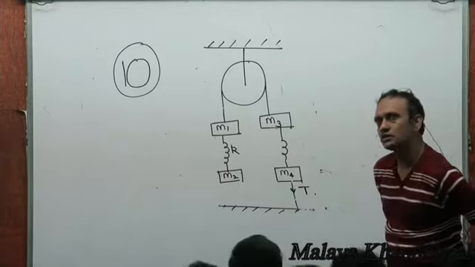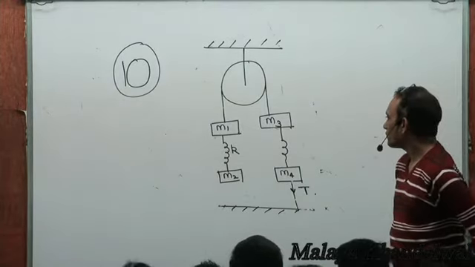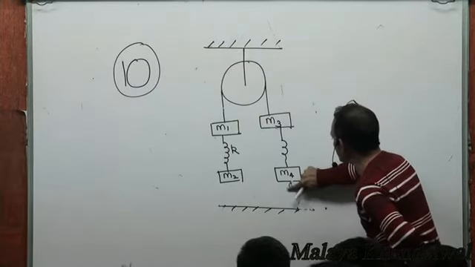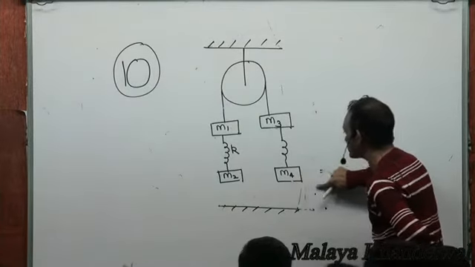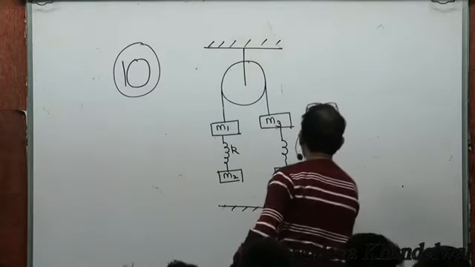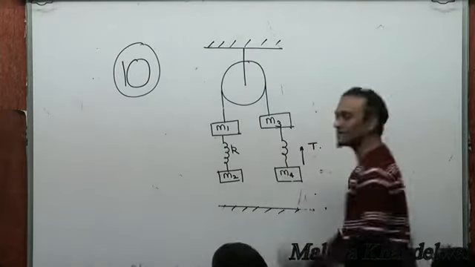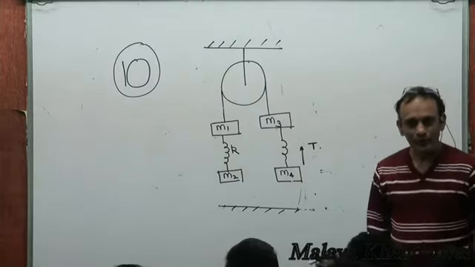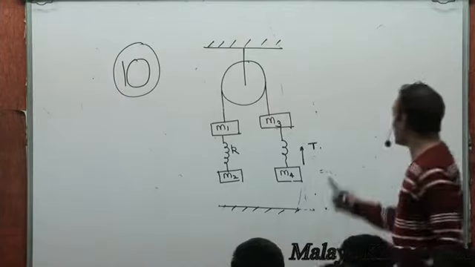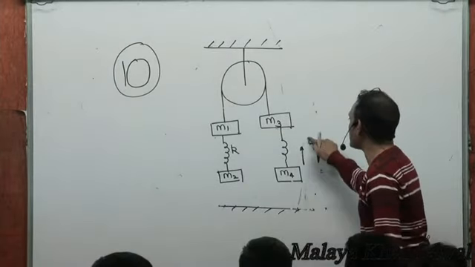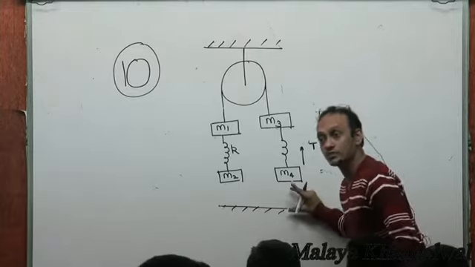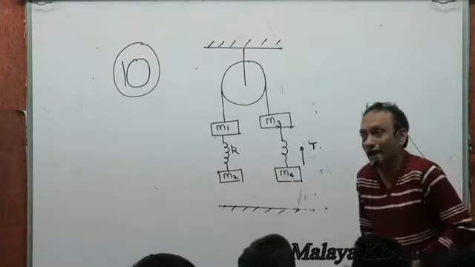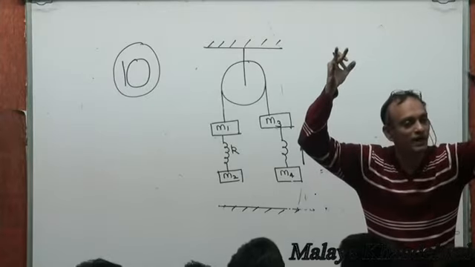Suddenly, if I snap this thread, then there is going to be T acting on M4 upwards. There is going to be unbalanced T acting on M4 upwards. Yes or no? Do you realize that? Because it was this T, the net upward, that the string was balancing. Now if you cut that out, then this T would be missing and there would be an unbalanced T upwards acting on the mass M4.